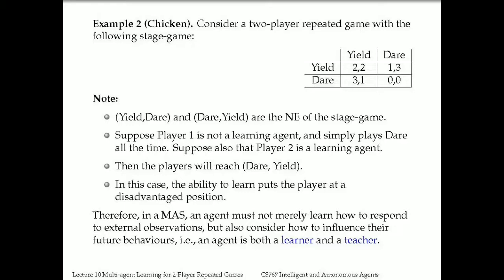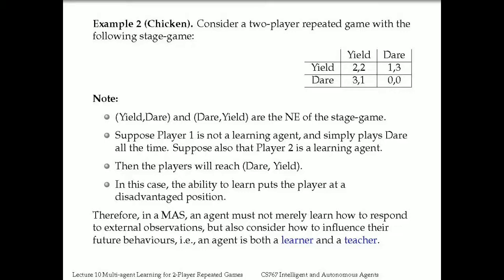But if one dares and the other person yields, the person who dares has a payoff of 3, and the person who yields only gets a payoff of 1. So that's not very desirable for the person who yields, right? And there are actually two Nash equilibria in this stage game. We have dare-yield and yield-dare, right? So these two off-diagonal outcomes are the Nash equilibria.